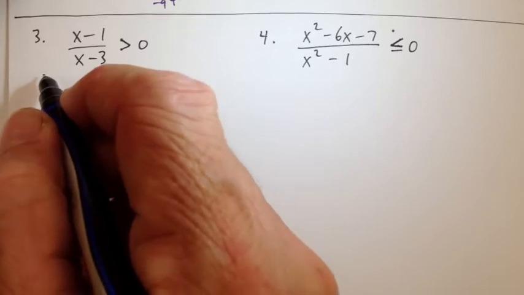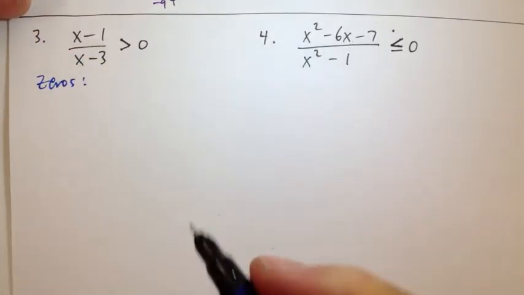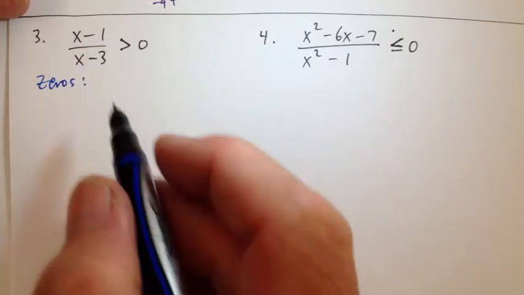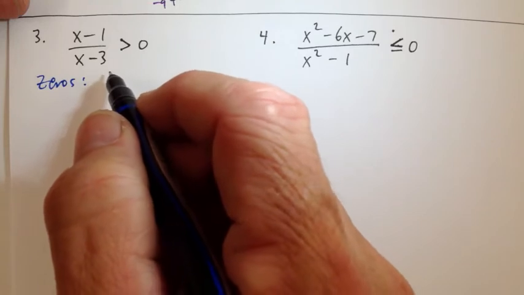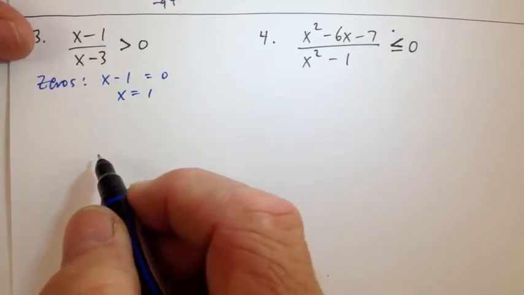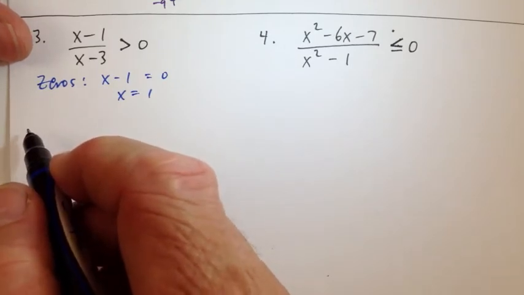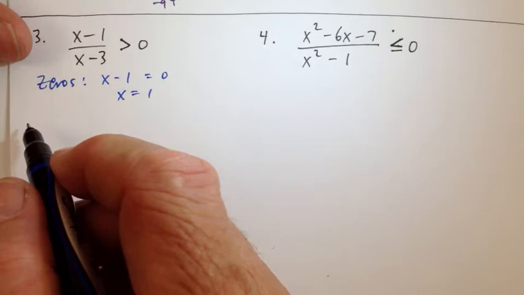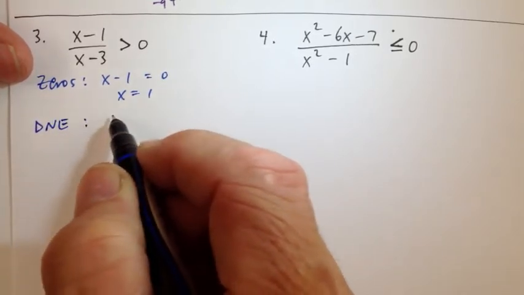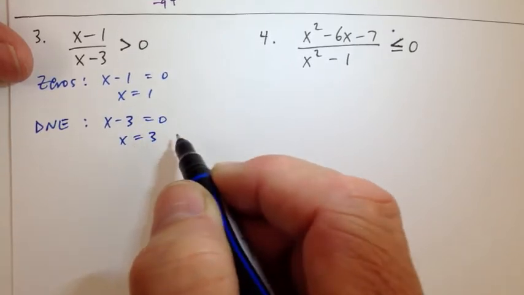So the first thing we're going to do is, for rational functions we have different things going on. In other words, we sometimes have domain restrictions. So the first thing we're going to do is figure out the zeros, and that's when the numerator is equal to 0, and that's when x is equal to 1. And then we find when the function does not exist. Okay, the rational expression is undefined. So that's when the denominator is equal to 0. Okay, so that's when x is equal to 3.